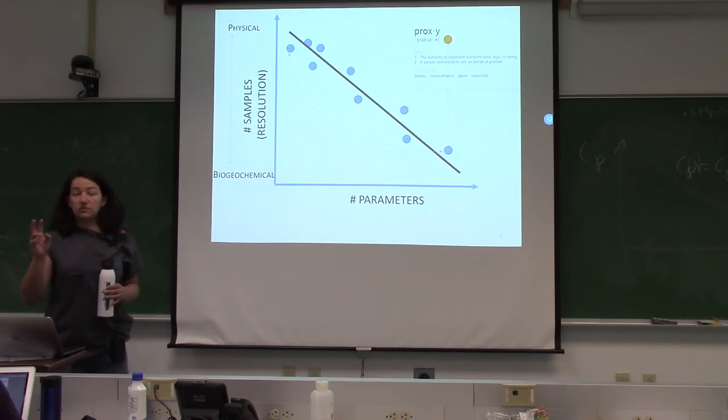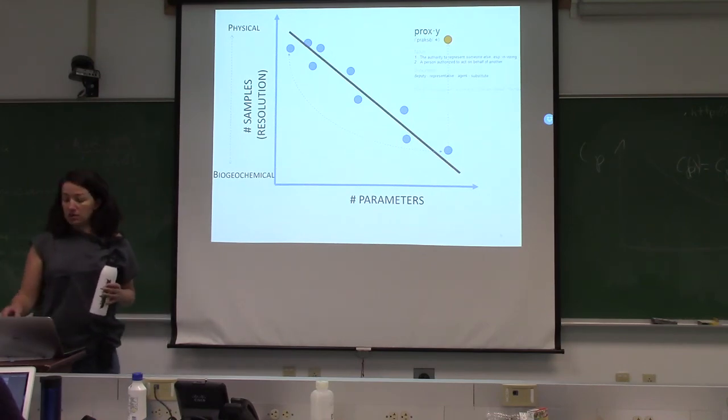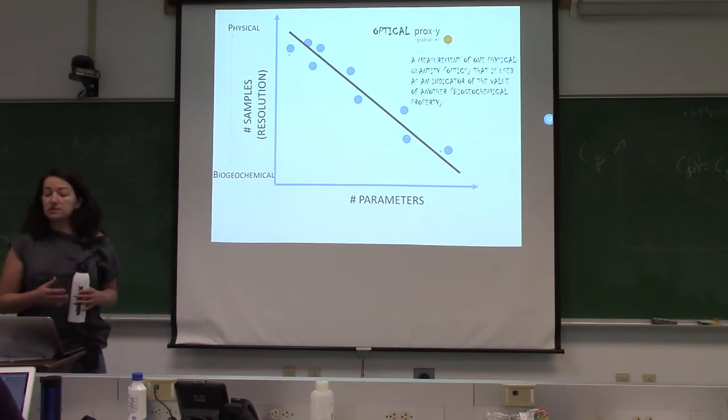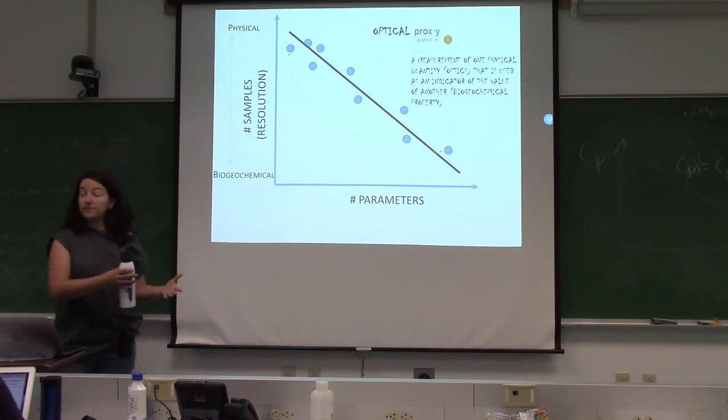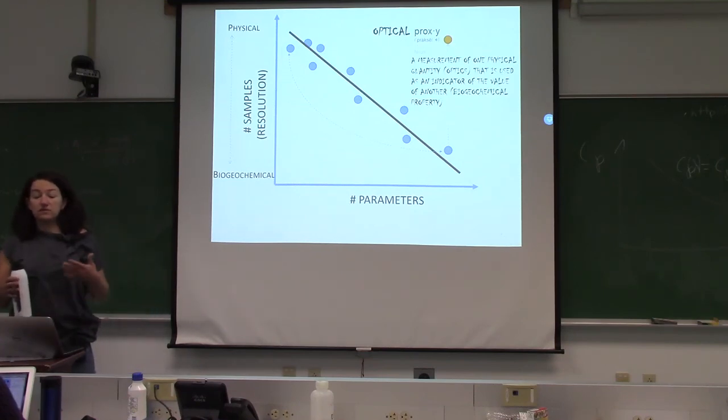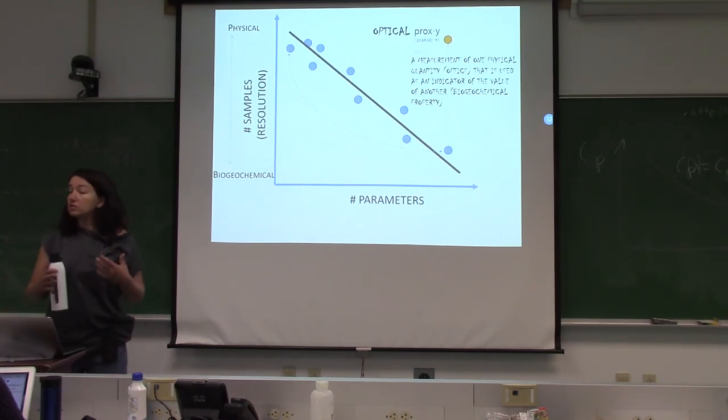An official definition of proxy is one thing, but when we talk about proxy in optics, it's a measurement of a physical optical quantity that is used as an indicator of the value of another, in this case biogeochemical, property. So that's what we're going to be talking about today.